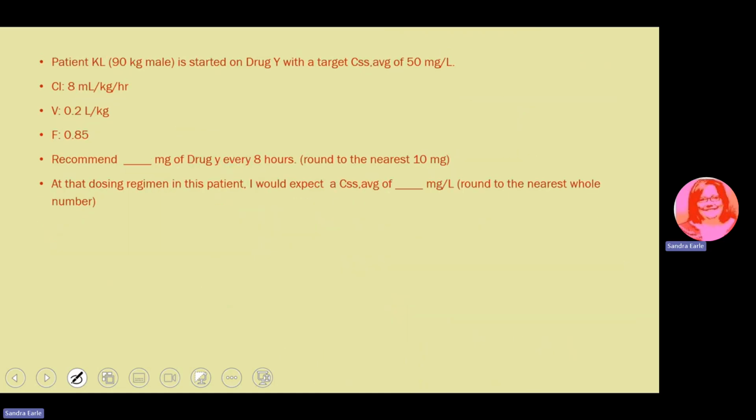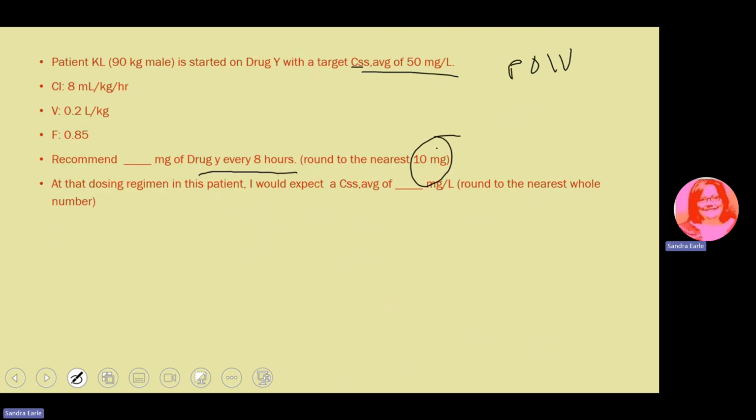All right, next. Our patient has started on drug Y with a target CSS average of 50 milligrams per liter. We're given the clearance, volume, and bioavailability. I noticed I didn't tell you whether to give it PO or IV. I meant it to be PO. I think most of you figured that out, but I apologize about that. I'm going to have to fix that question. So how much of drug Y will we give every 8 hours, rounded to the nearest 10?